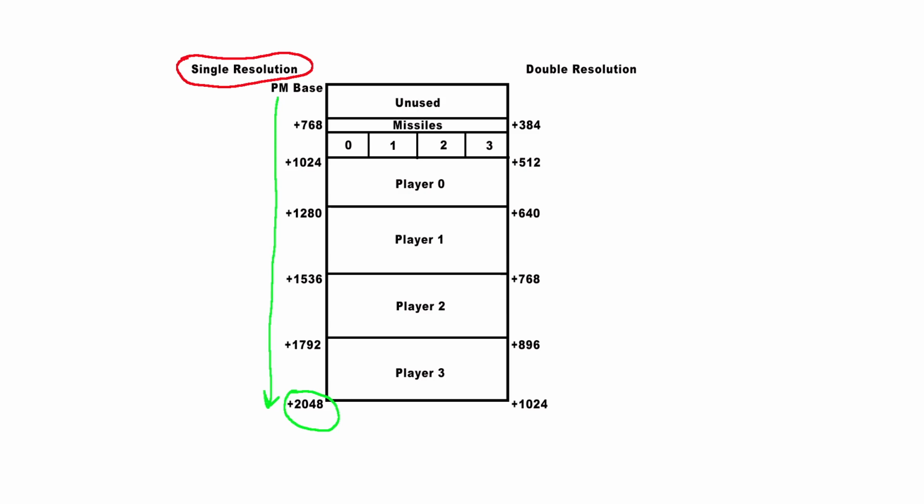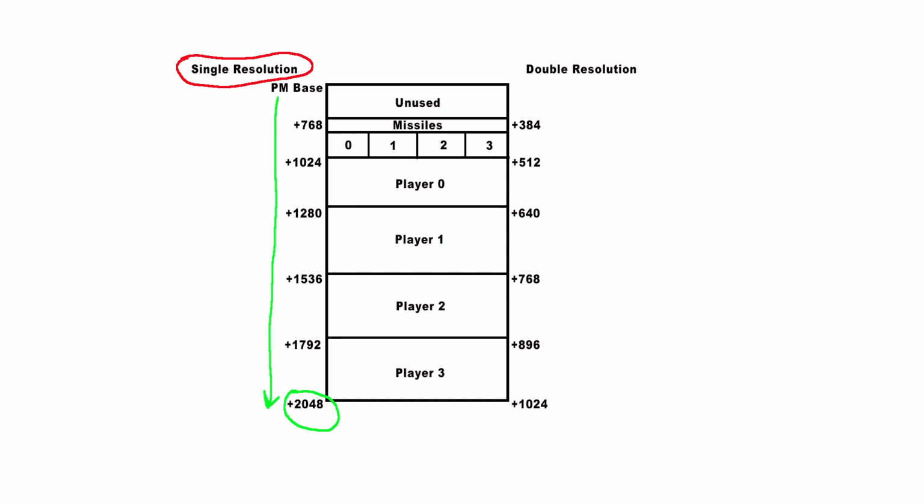So in basic summary, we're going to create a 2K block of memory that's going to have a base. We're going to call it the PM base, and it's going to start whatever address PM base is and extend 2048 characters up and beyond that PM base. We'll reference our missiles by adding 768 to the PM base, and we will access player 1 by adding 1024 to the PM base address, and so forth. And this is going to allow us to individually poke values for player 0, player 1, player 2, player 3, and or missile 0, missile 1, missile 2, and missile 3 to define those characters.